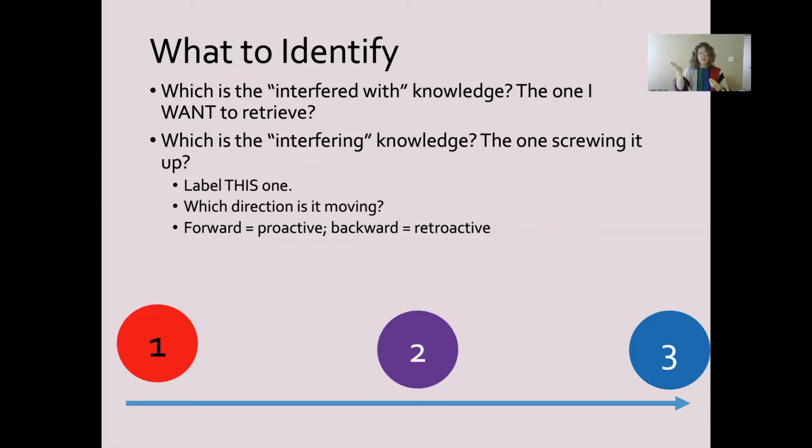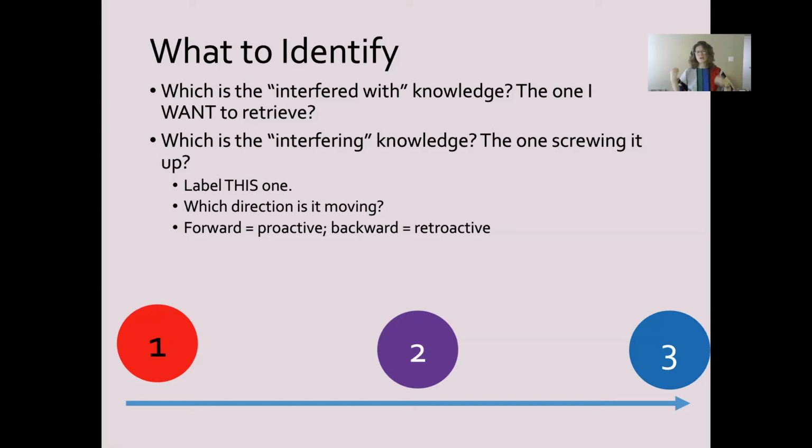And then we need to figure out, step 2, what's the interfering knowledge? Which is the knowledge that's coming out of my mouth instead of the one I wanted to say? The interfering knowledge is the one we want to hone in on and label. And I'm going to label it with an X on this diagram coming up here in a second. Then we ask ourselves, which direction is it moving when it is interfering? If it's moving forward, we call it proactive. If it's moving backwards, retroactive.